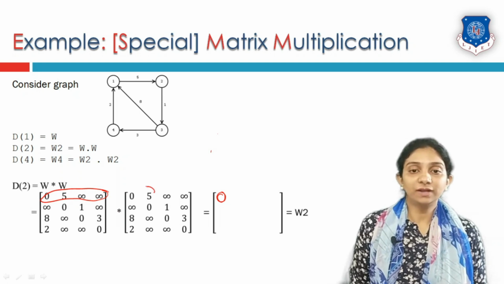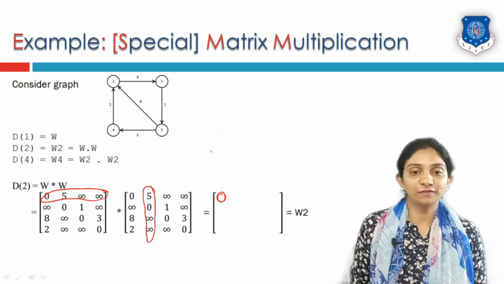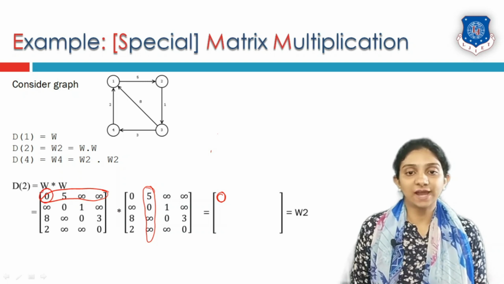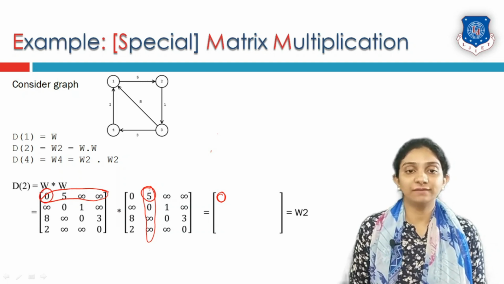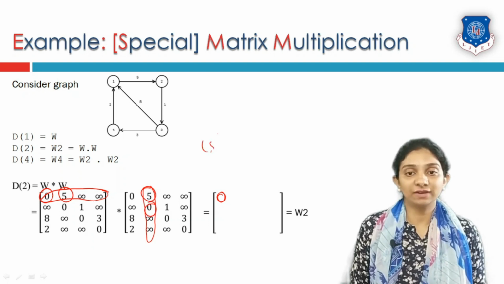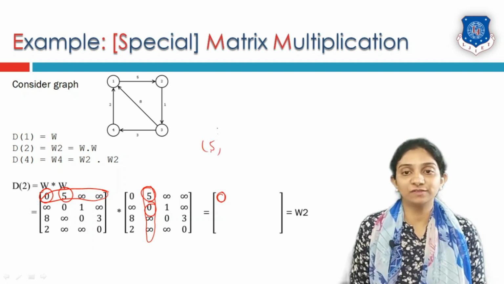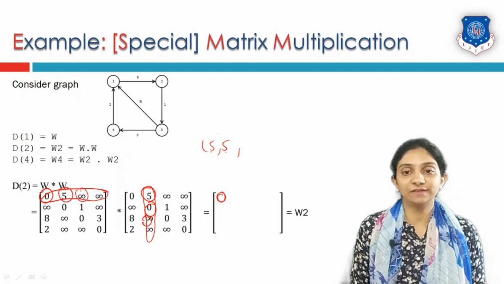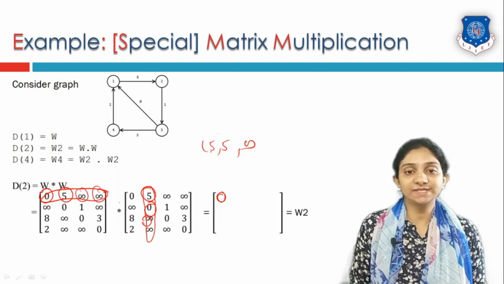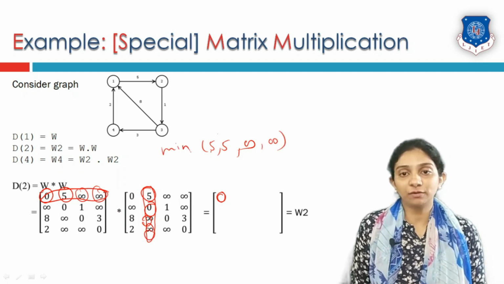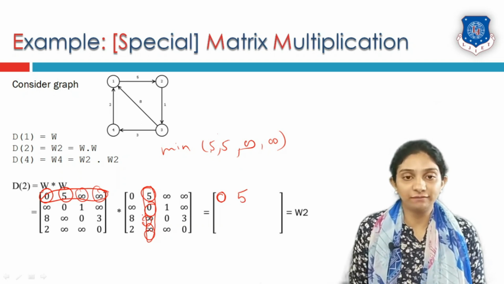Now we will consider the first row of the first matrix and the second column. 0 plus 5 is 5, 5 plus 0 is 5, I will write down all those values, 5 plus 0 is also 5, infinity plus infinity is infinity and infinity plus infinity is also infinity. So the minimum out of these 4 values is 5, so the second element will be 5 itself.